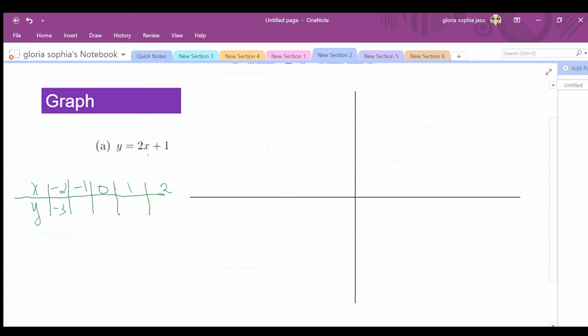Okay? Then, next, negative 1. 2 times negative 1. Okay? That's negative 2 plus 1. So, negative 1. Then, 0. Okay, that's 1. Then, 2 times 1. That's 2 plus 1. Okay, that's 3. And then 2 times 2, that's 4 plus 1, that's 5. Okay? So, we evaluated them one by one.